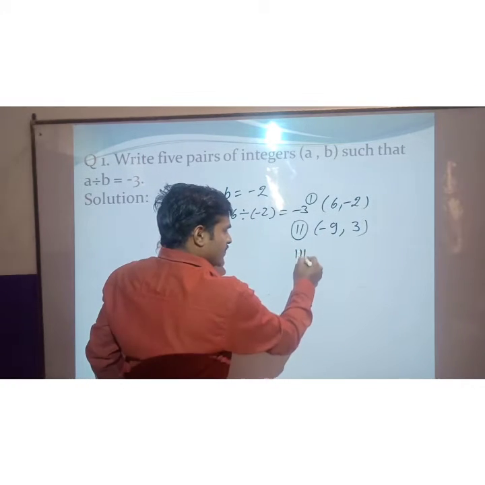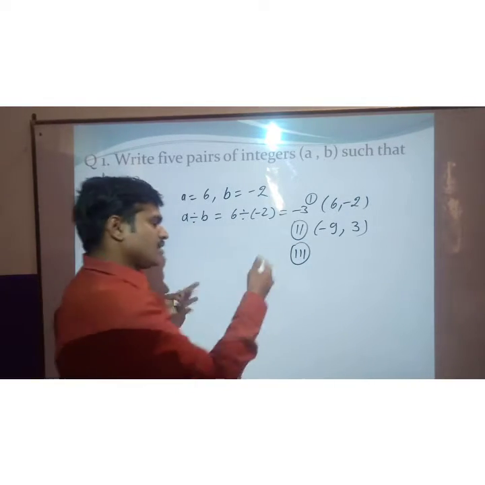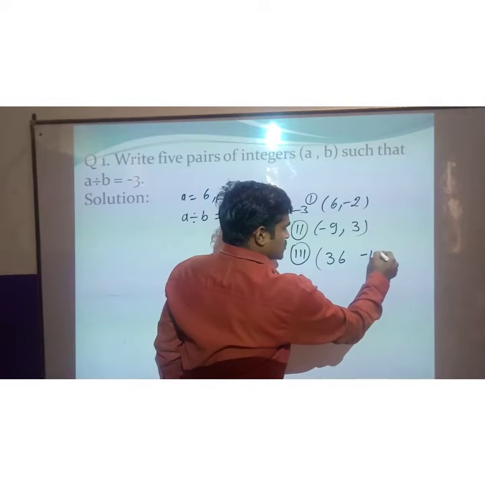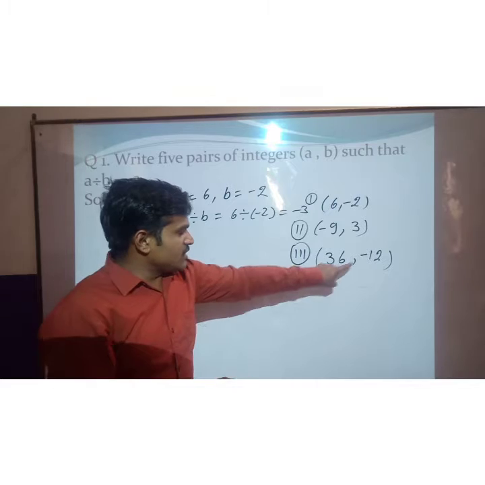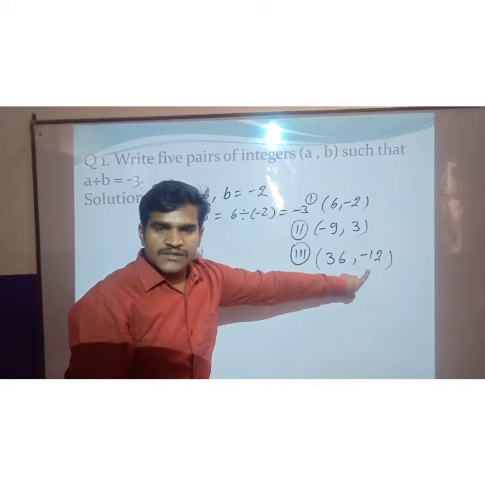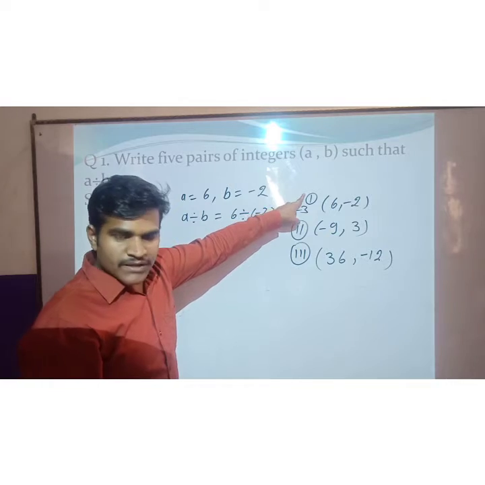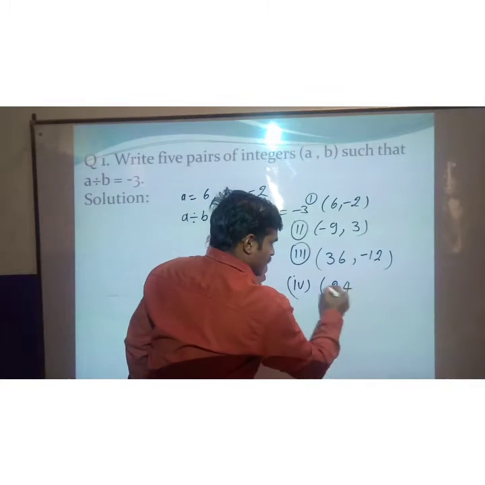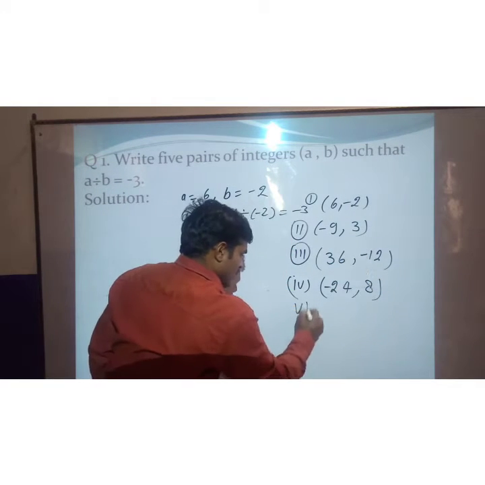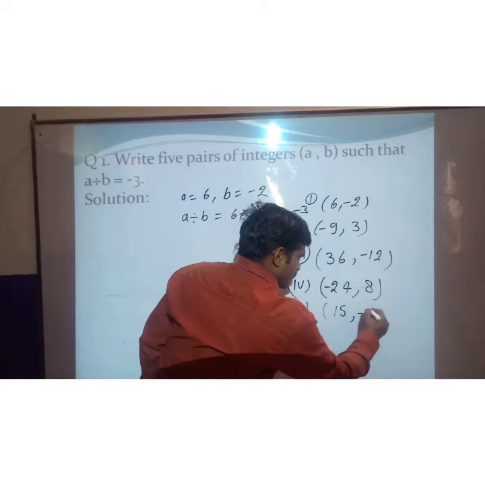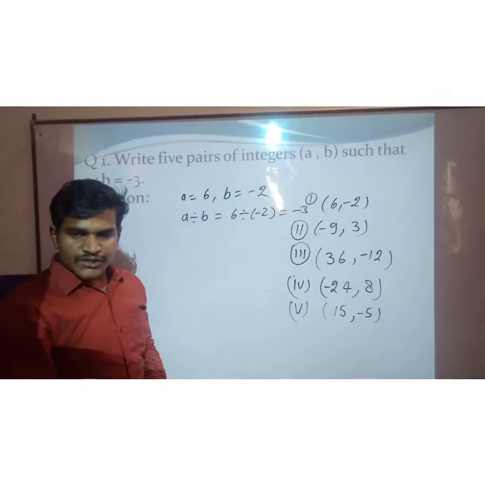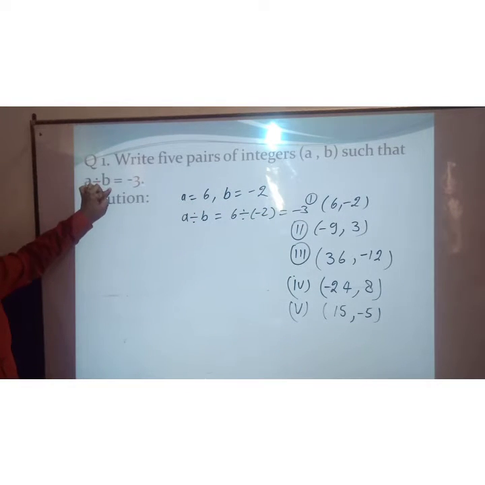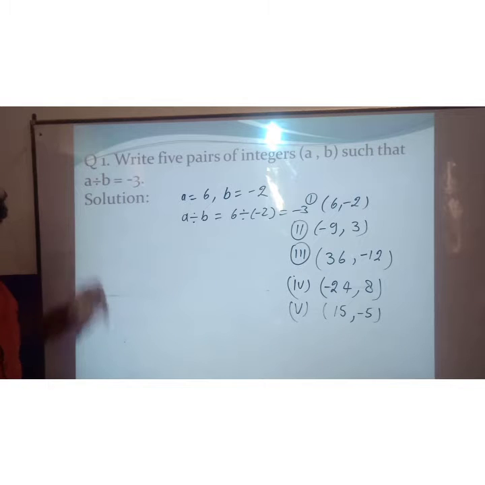Understood? The third pair you can write yourself, any. Suppose 36 divided by minus 12, it gives minus 3. So 1, 2, 3. We have to write 2 more pairs. The fourth: minus 24, 8. Like that, 15, minus 5. So these are 5 pairs where a divided by b gives minus 3.